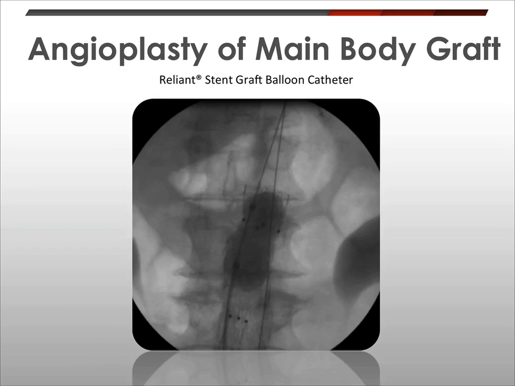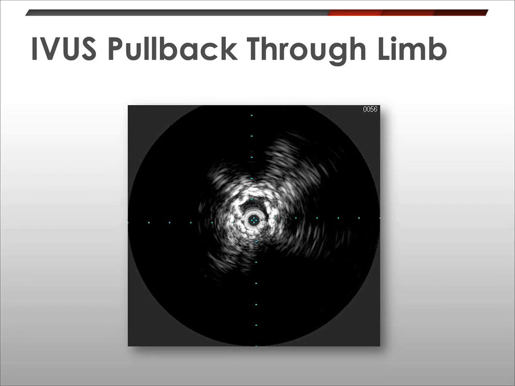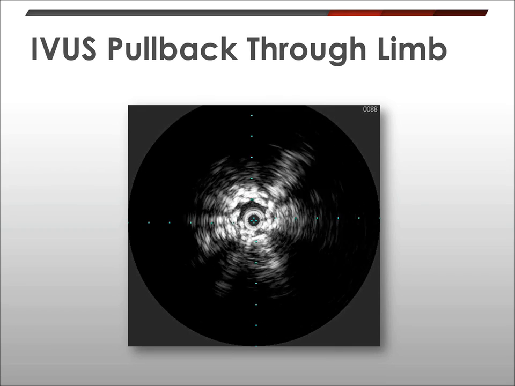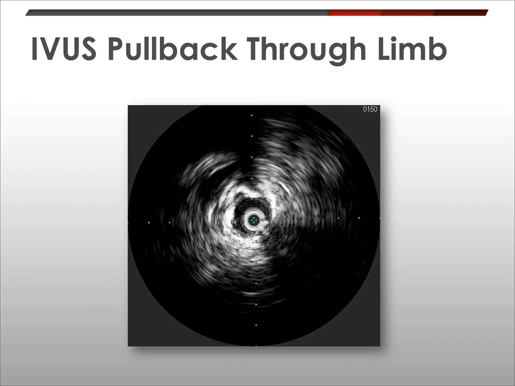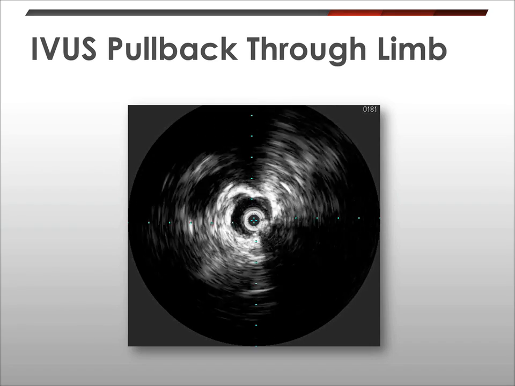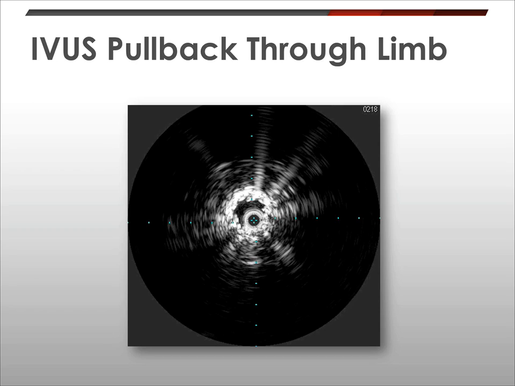I then use the Reliant balloon to balloon both the iliac limbs and the main body of the device. I then do a completion IVUS run to make sure I don't have any issues with the main body having graft infold, or that there's any iliac limb stenosis at the aortoiliac bifurcation or in the iliac arteries themselves. It's surprising to me how often we find iliac stenosis like this, even though the angiogram appears totally normal.